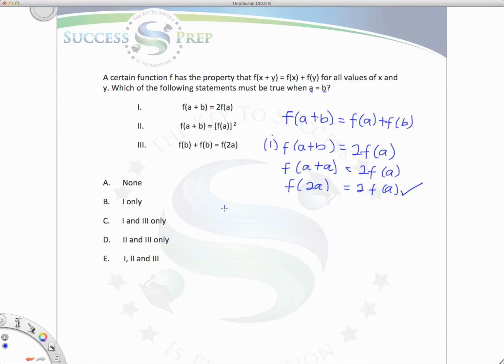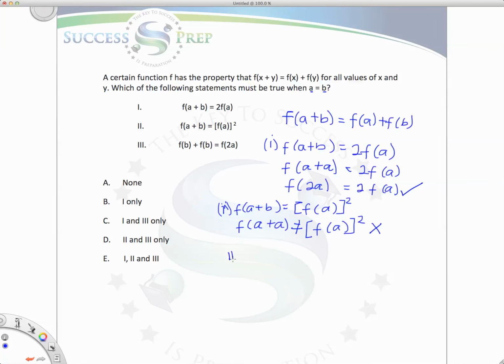Now let's go to statement 2. Statement 2 says that f of a plus b equals f of a squared. The first thing you've got to realize is this is a product, this is an additive function. So even if you did f of a plus a, substituting the value of b for a, it will not be equal to f of a all squared. So statement 2 is incorrect.